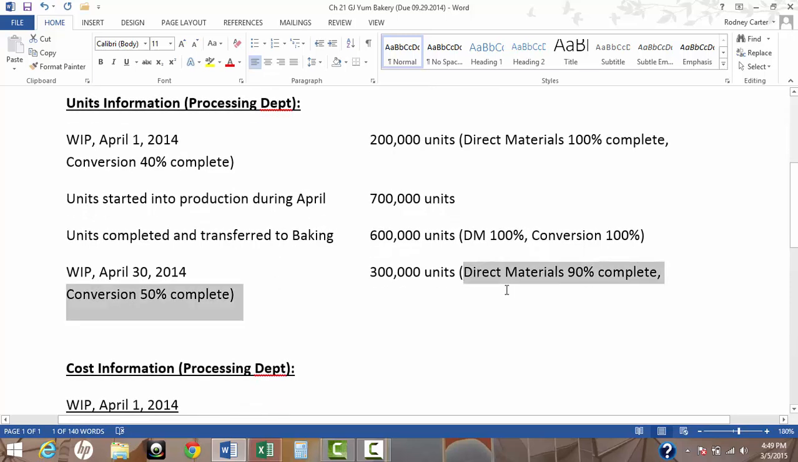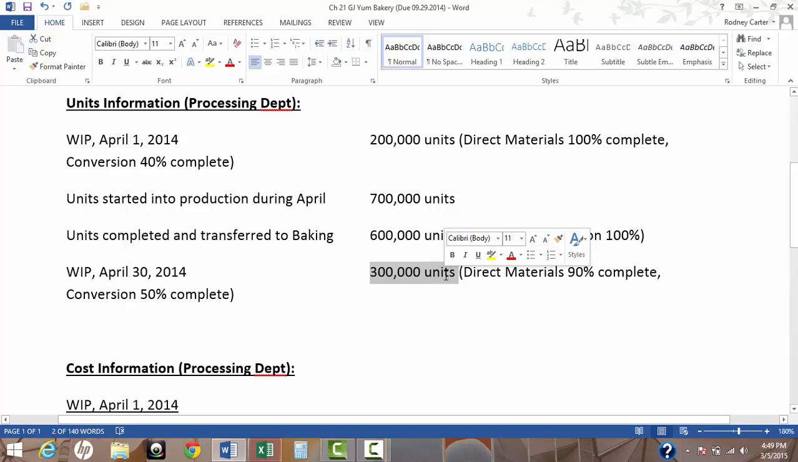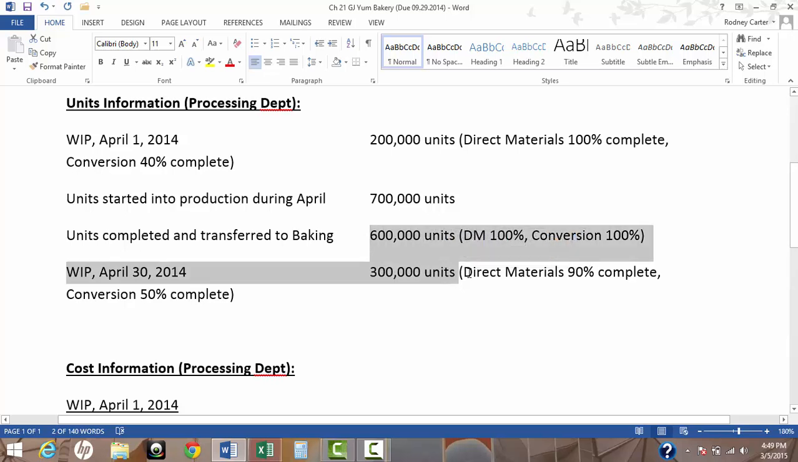We certainly care very much about the completion percentages for our ending WIP. We have 300,000 units in ending WIP. You'll notice that we have accounted for the 900,000 units we have in play at the end of the month. 600,000 were transferred, 300,000 are still in ending WIP.